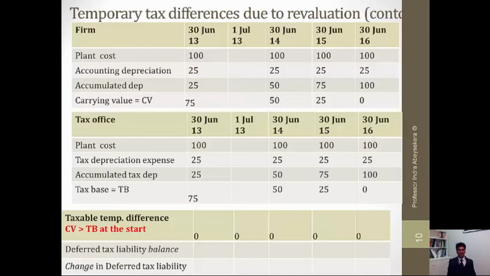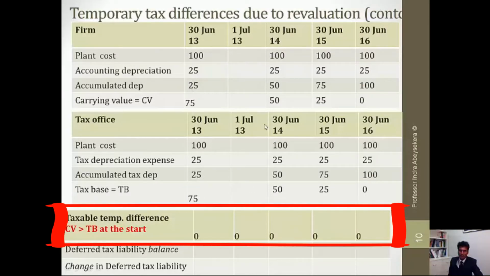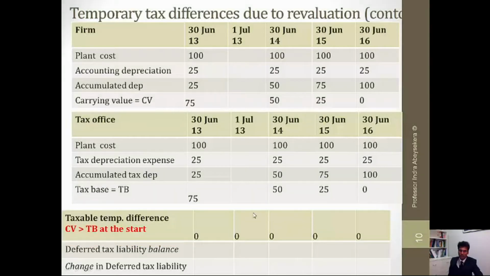So at the end of the first year, the carrying value is 75 and the tax base is 75. There's no difference. There's no taxable temporary difference. Second year, 50 carrying value and tax base. Third year, 25 carrying value and tax base. And fourth year, 0 carrying value and tax base. So there are no differences between the carrying value and the tax base across years. No taxable temporary difference means there are no deferred taxes.